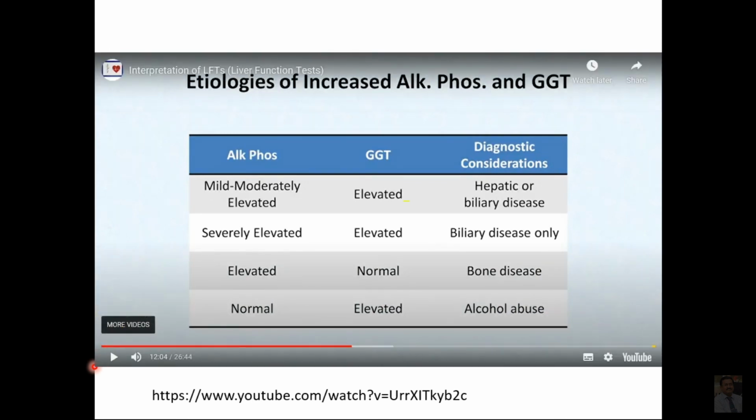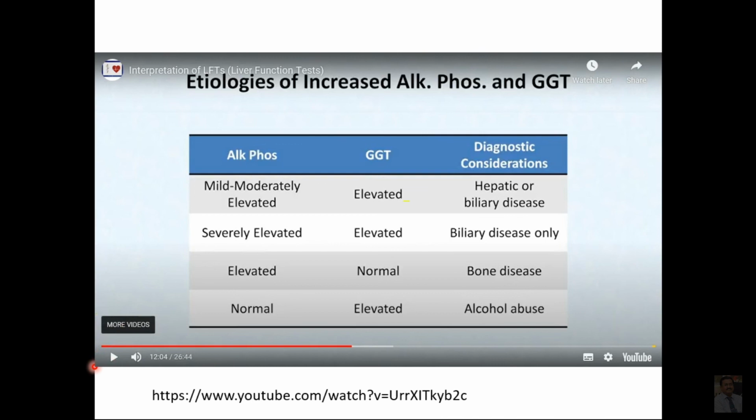Here, the comparison is done with alkaline phosphatase and GGT. Based on the diagnostic consideration, the first one is hepatic or biliary disease. GGT is elevated much, and there is a comparison between GGT and alkaline phosphatase. It is mildly or moderately elevated. So which one is more prominent? GGT is very specific to hepatic and biliary disease.